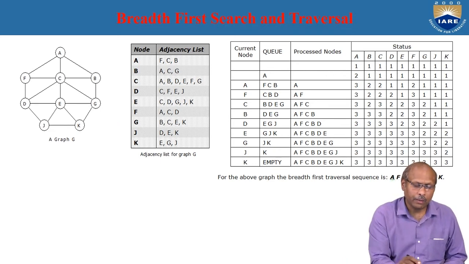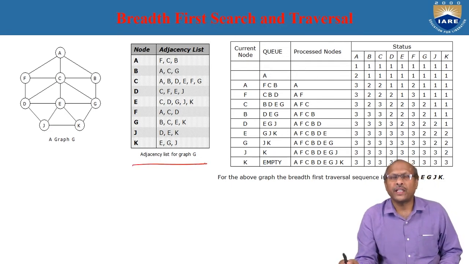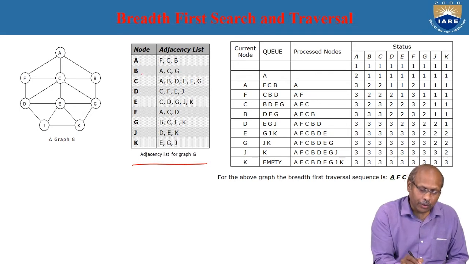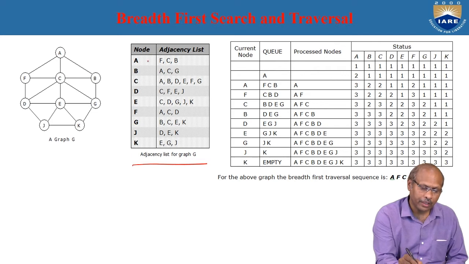first of all you have to prepare the adjacency list. So first you write the list of nodes. Now how many nodes are there? 9 nodes. Write them in alphabetic order: A, B, C, D, E, F, G, J, K. These are the nodes. And then write the adjacency list.